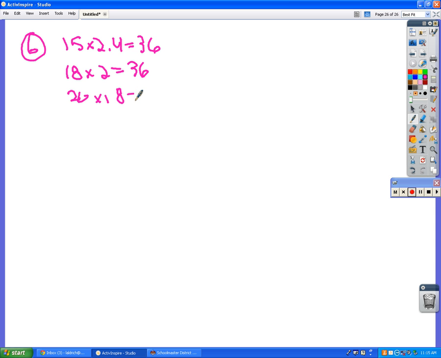So what is 15 times 2.4? 36. What is 18 times 2? 36. What is 20 times 1.8? And what is 45 times 0.8? And I'm going to assume you're correct. So since they multiply together to be the same thing every time, that is an example of an inverse variation.